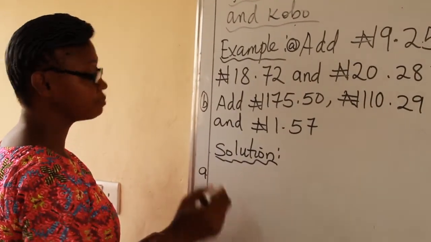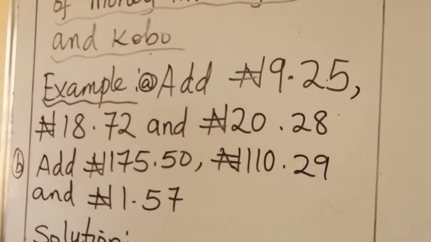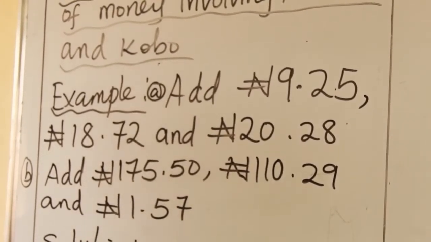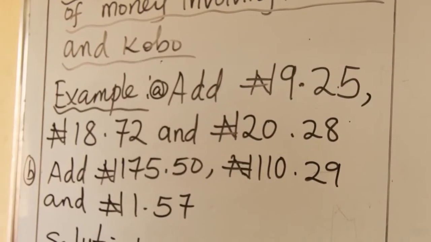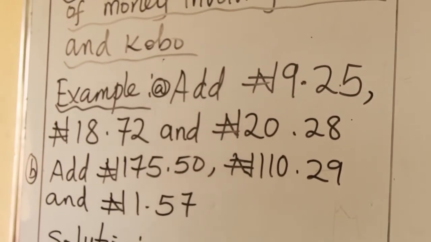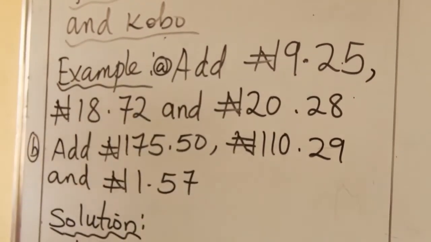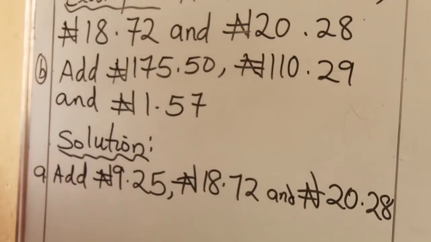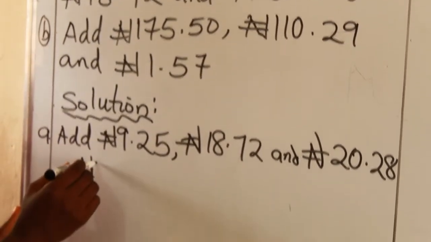For the first one there, we are to add 9 naira 25 kobo, 18 naira 72 kobo, and 20 naira 28 kobo. You place your numbers. I will want to pick from the biggest, so I bring in your naira sign first.